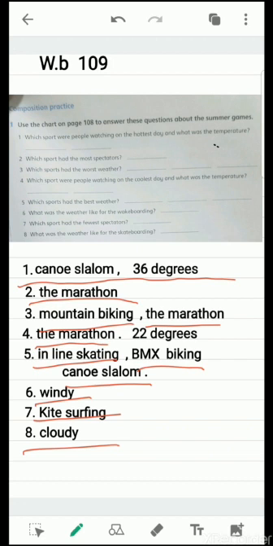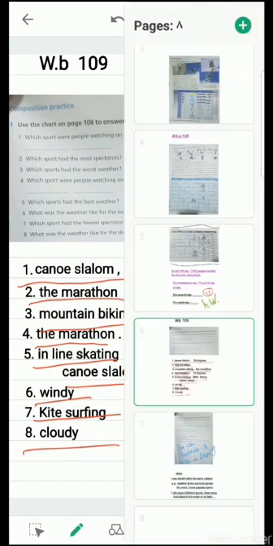Number 6. What was the weather like for the wakeboarding? It was windy. Which sport had the fewest spectators? The smallest number of viewers. It was the kite surfing. What was the weather like for the skateboarding? It was of course cloudy. How was the weather in skateboarding?